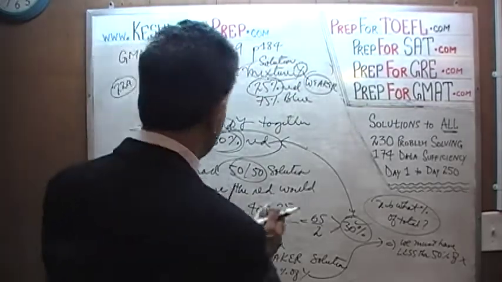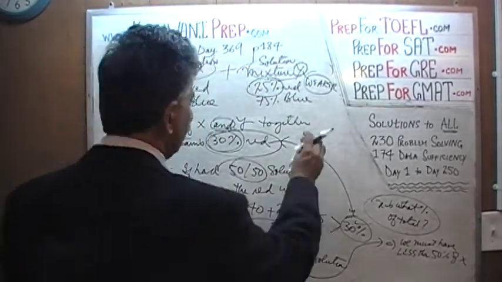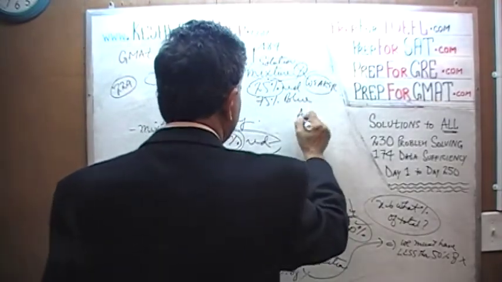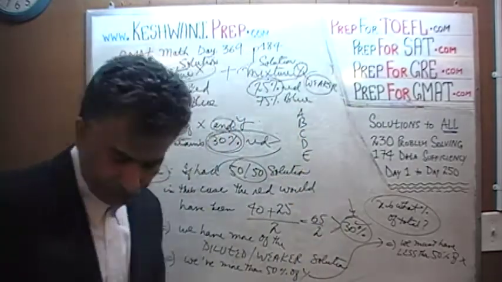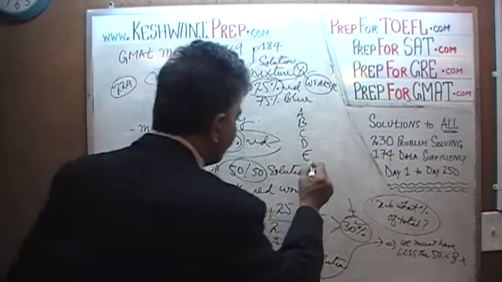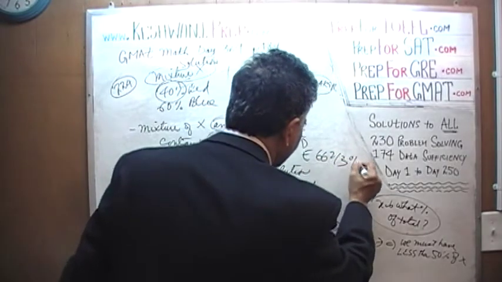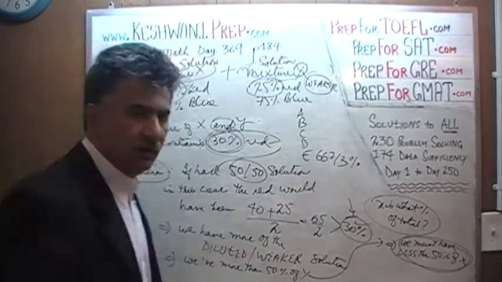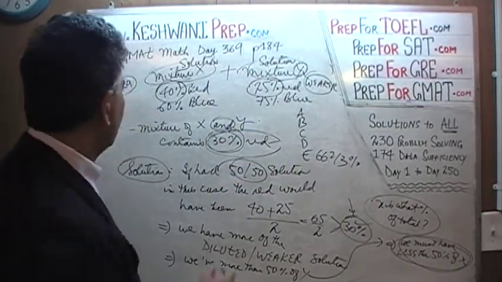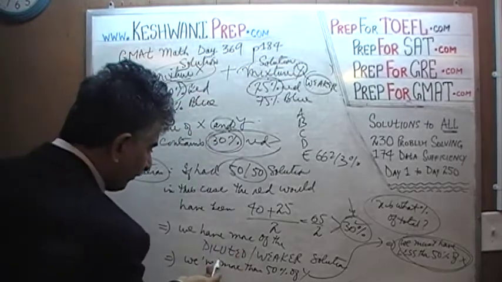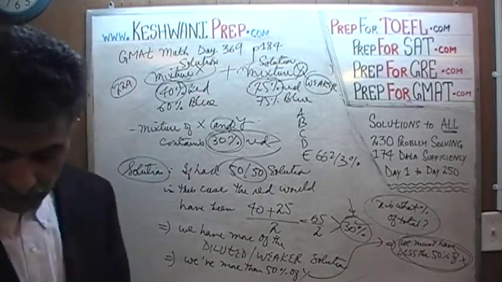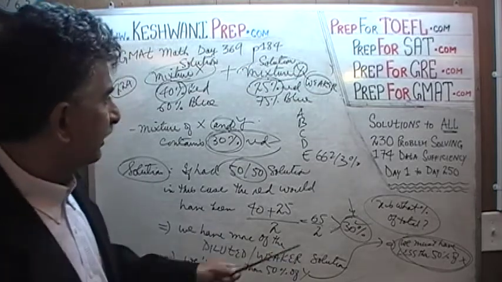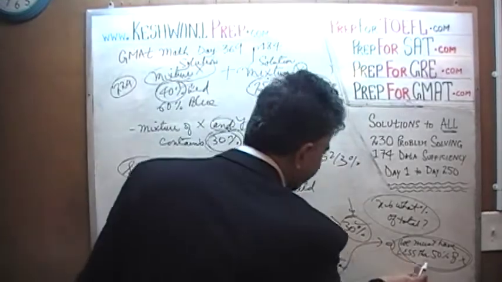Let's look at the answer choices. I need the room for the answer choices. Where can we squeeze answer choices here? A, B, C, D, and E. Answer choice E says that X is 66 2/3%. We just found out X must be less than 50%. X has to be less than 50% because we have more of the weaker solution. The final concentration of the red was 30%. If we had 50-50, it would have been, well, I'm repeating myself, but you got the idea. So it's not 66%. It is less than 50%.